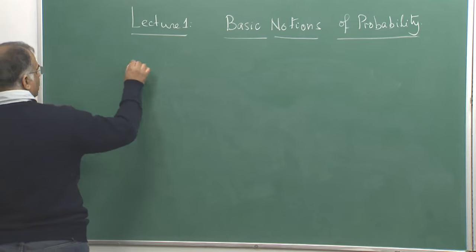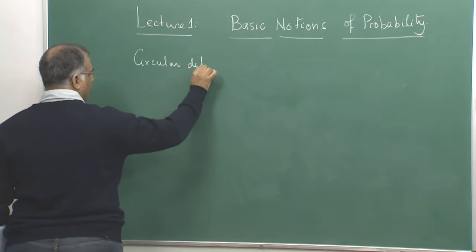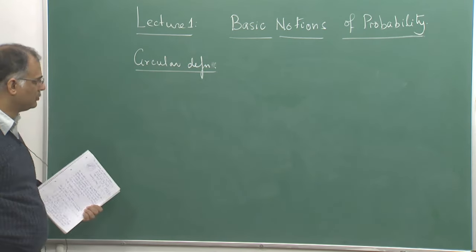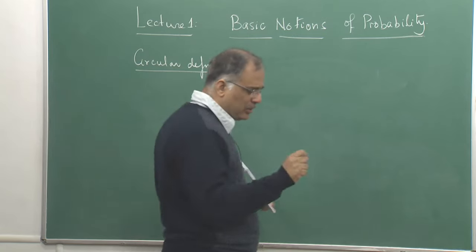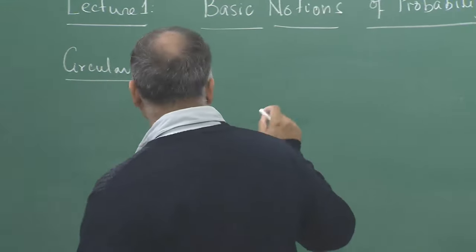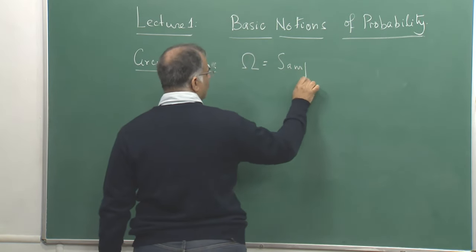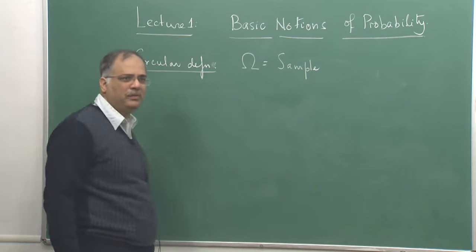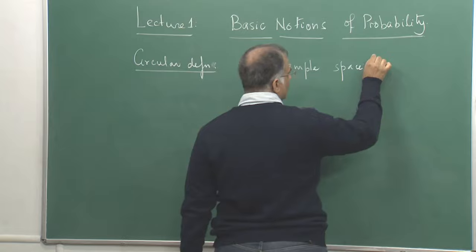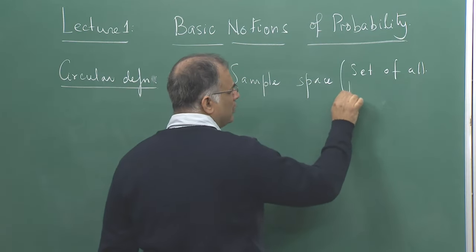So the circular definition that is taught to all kids in high school, what does it say? The set of all possible outcomes of a random experiment is collected in a set which is called the sample space. In order to start any discussion about probability, you have to talk about the sample space. It is the set of all possible outcomes.